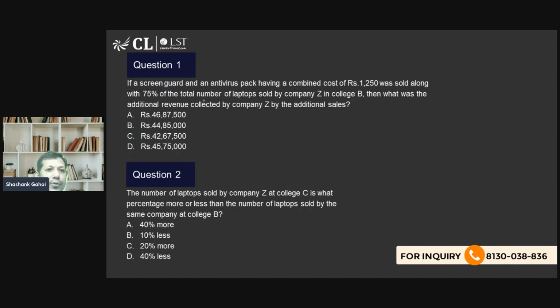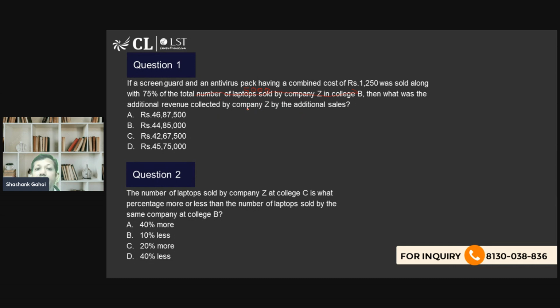So instead of total number of laptops sold by company Z in college B, I'm going to replace this by 5,000 because that is what it is doing. Okay. Then what is the additional revenue collected by Z by the additional sales? Okay. I'm going to reread the question again.